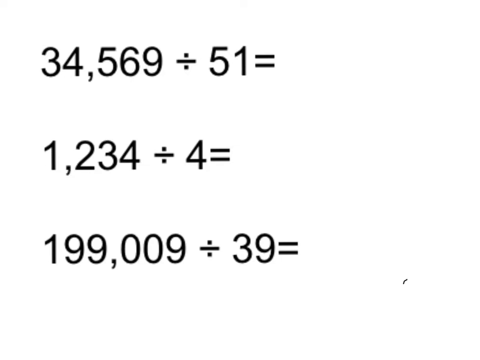So we have 34,569 divided by 51. Estimate means to round normally, and we are going to do some rounding here. So let's see what it would round to. Well, the 4 will tell the 3 to stay. Everything else becomes a 0. And we're going to divide that by 51. But that's not a number that I can easily divide by. I want to get a basic fact.